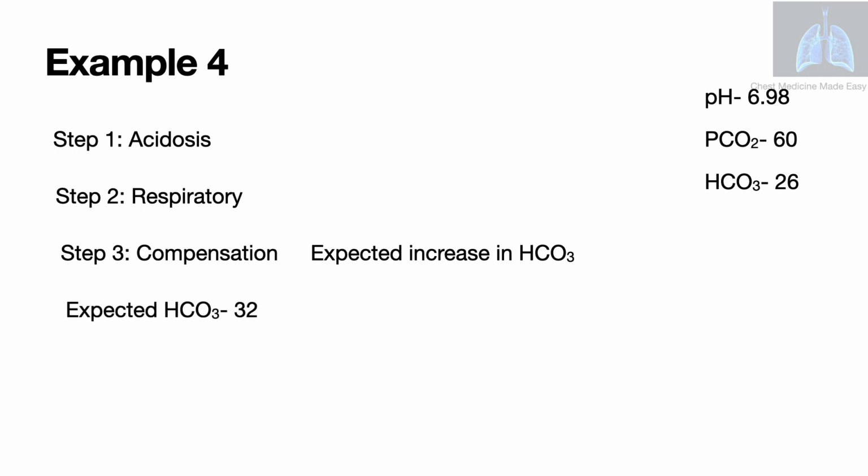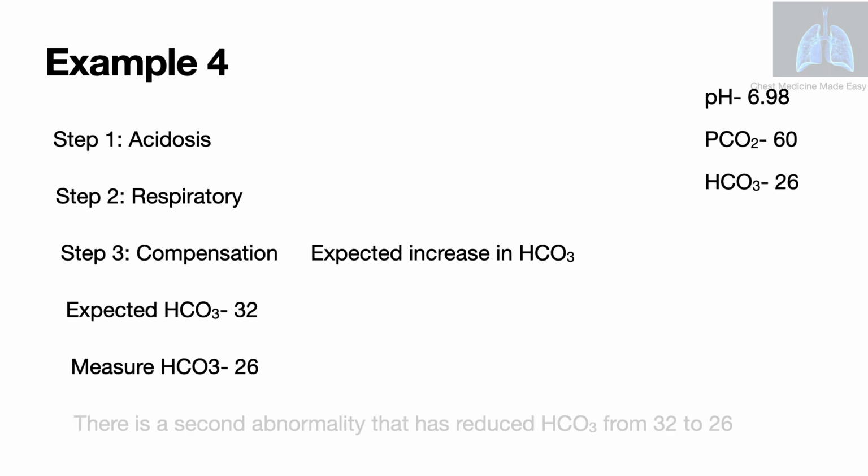The expected bicarbonate level here would be 32. For ease of calculation, I have given the same numbers as the previous example, that is the PCO2 of 60. Here it is a chronic respiratory failure because of his neurological condition. So even though the expected bicarbonate here is 32, the measured bicarbonate here is 26. So if the chronic respiratory failure were his only problem, the bicarbonate level would have been 32. But there is a second abnormality here that has reduced the bicarbonate from the expected 32 to the measured 26.